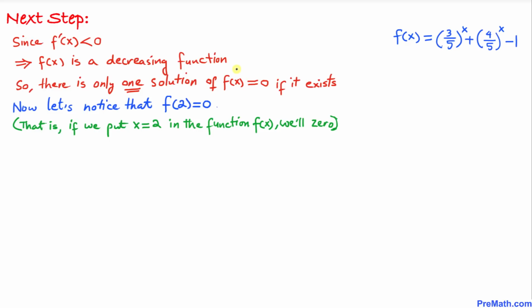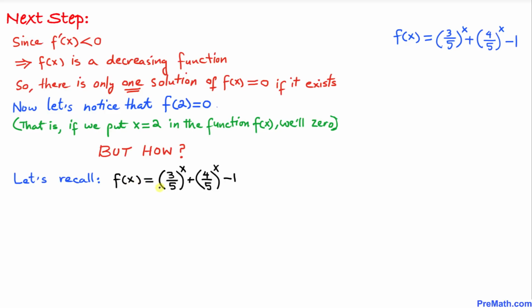And now let's notice that in this f of x equal to 0, if I replace this x by 2, then we can see that f of 2 is 0. But you might say, how? So let me go ahead and prove it. We know that our function f of x equals 3/5 power x plus 4/5 power x minus 1. Let's go ahead and replace x by 2 to see whether we get 0. So the right hand side is going to become 3/5 power 2 plus 4/5 power 2 minus 1.